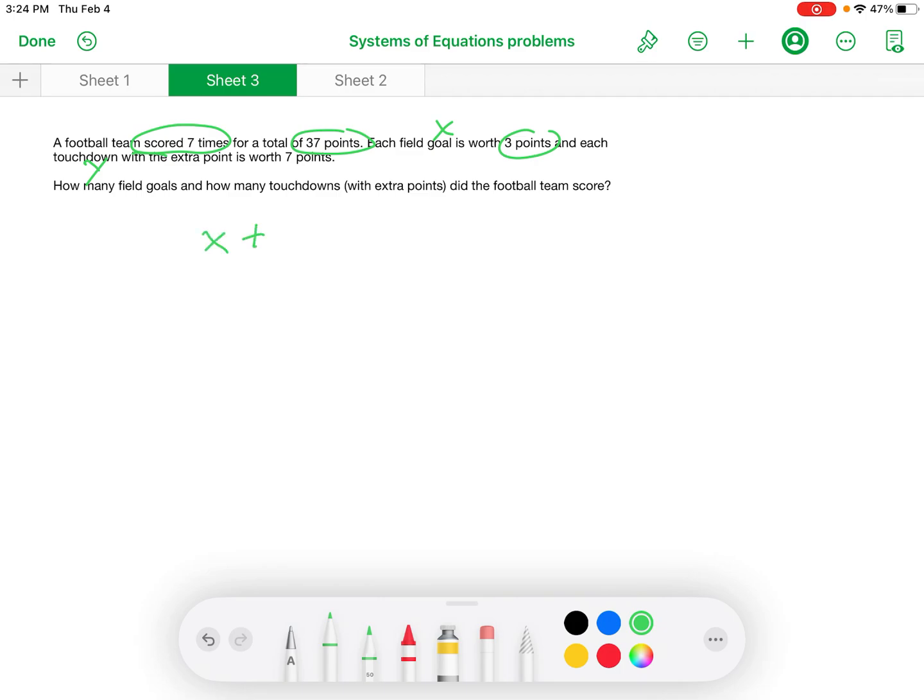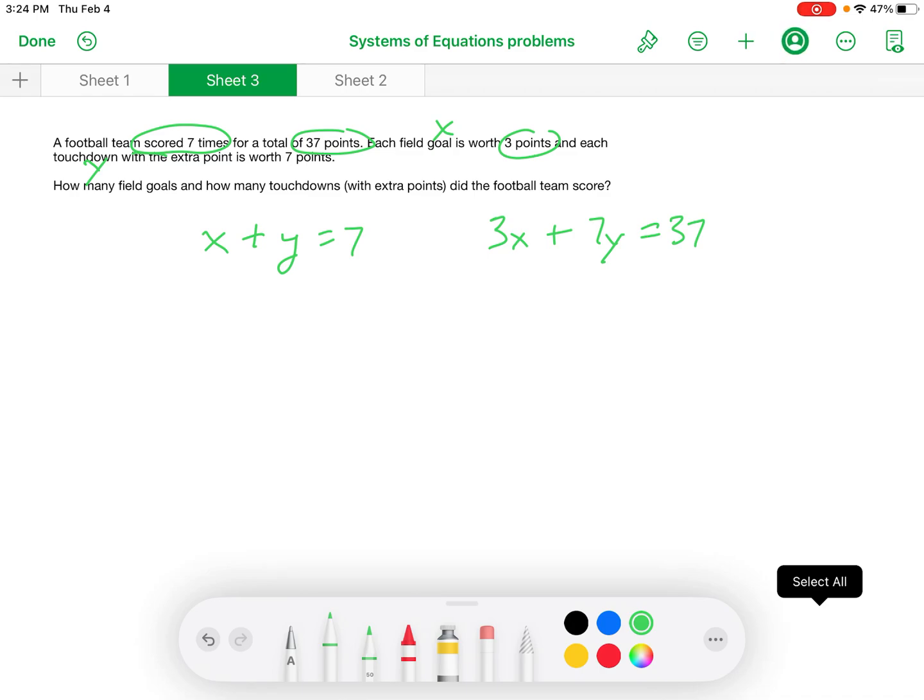I can write that as x plus y equals 7. And then I can talk about the value of those scores. So I can say 3x from each field goal, and 7y gives me that total of 37 points. So once again, I've got two equations, and so I can solve this as a system of equations.